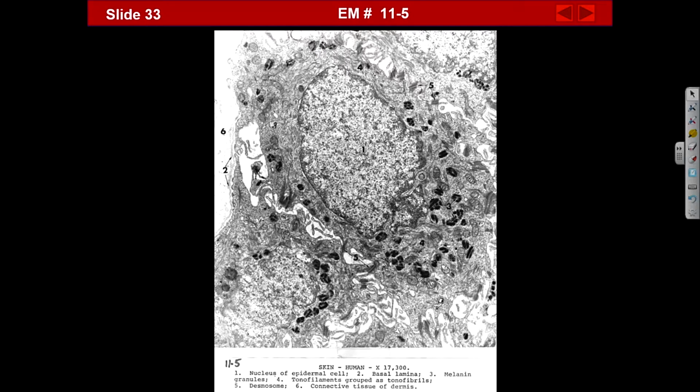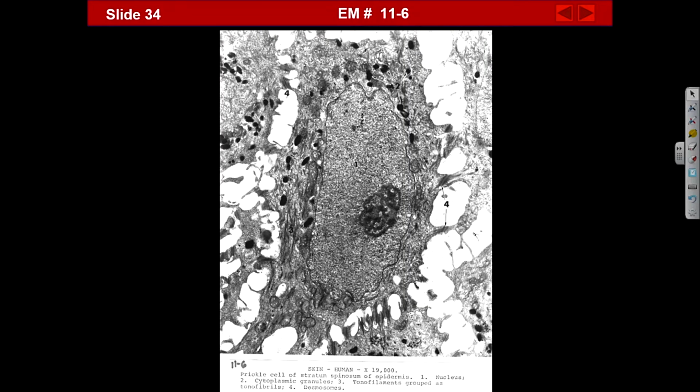Keratinocytes, you can see in this particular layer, this particular cell, we have some melanin granules that are starting to accumulate. Okay, more melanin granules in these keratinocytes of the spinosum. You can see how spiny this is. So this would be the stratum spinosum. This would be a keratinocyte that's got some melanin granules in it.